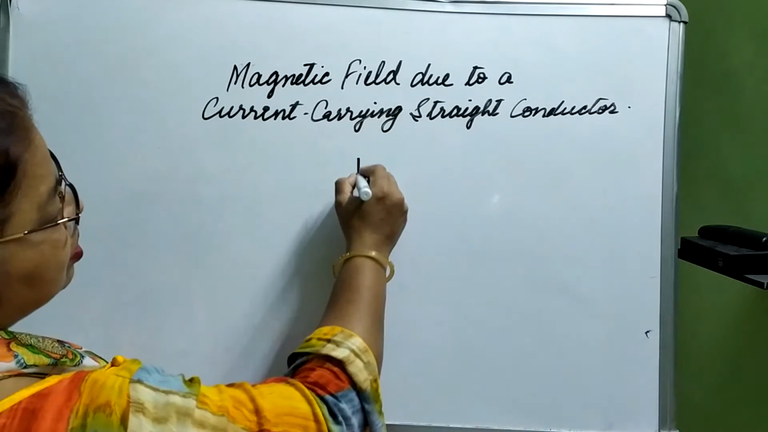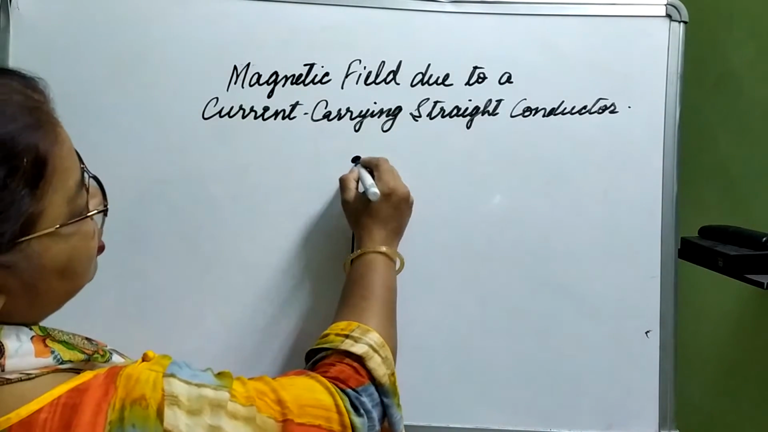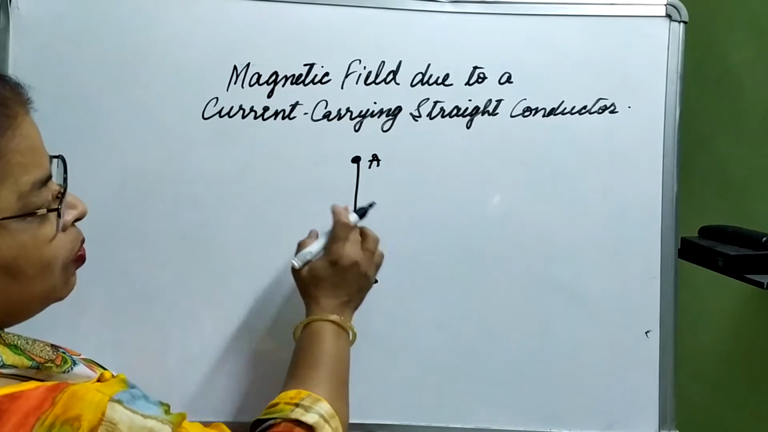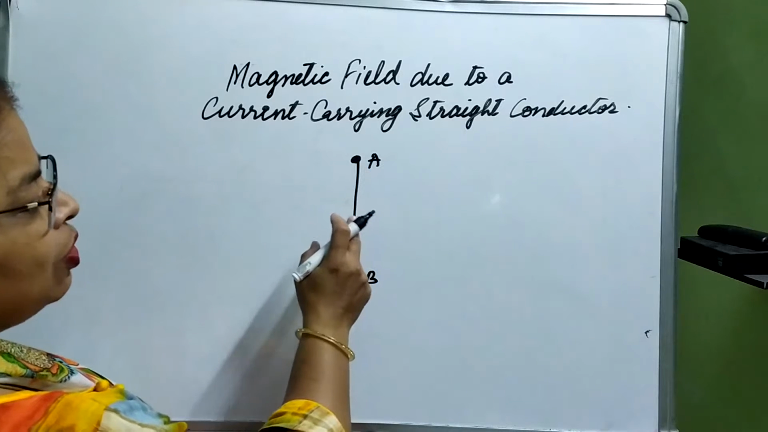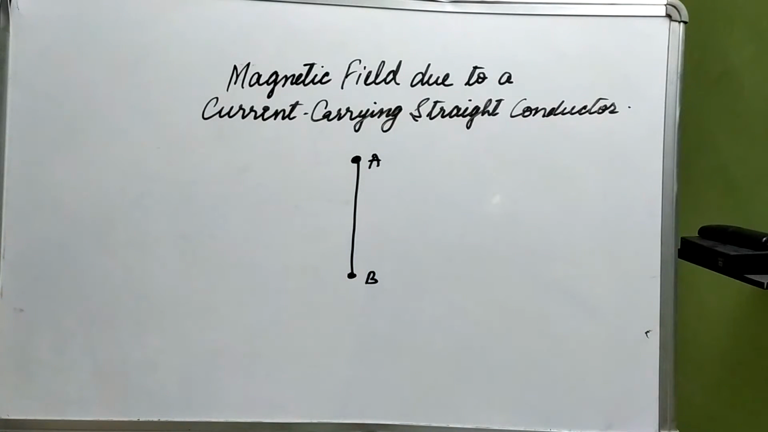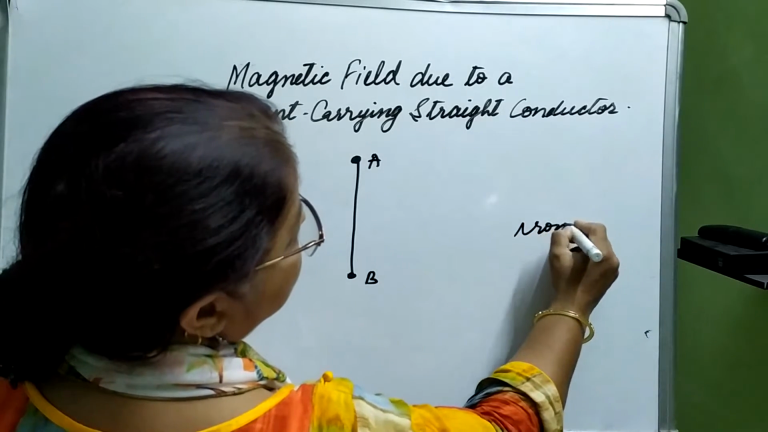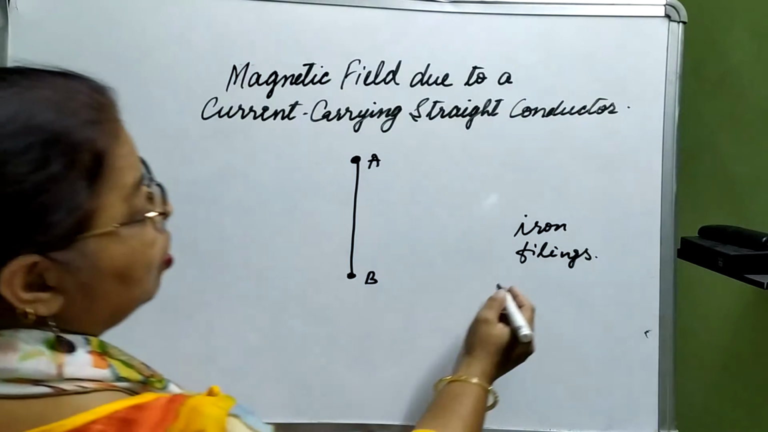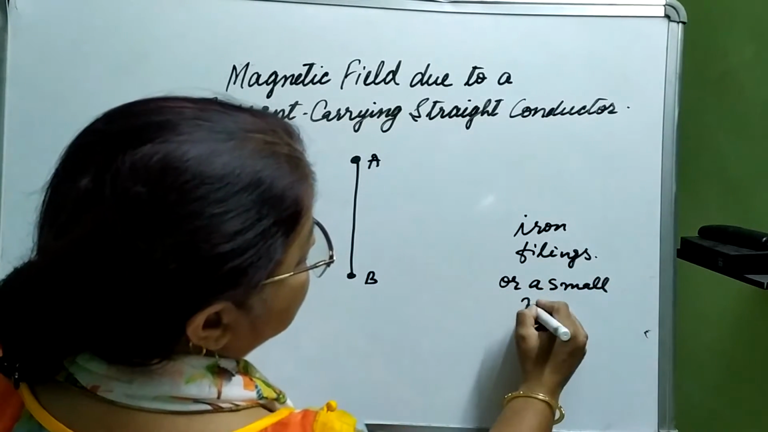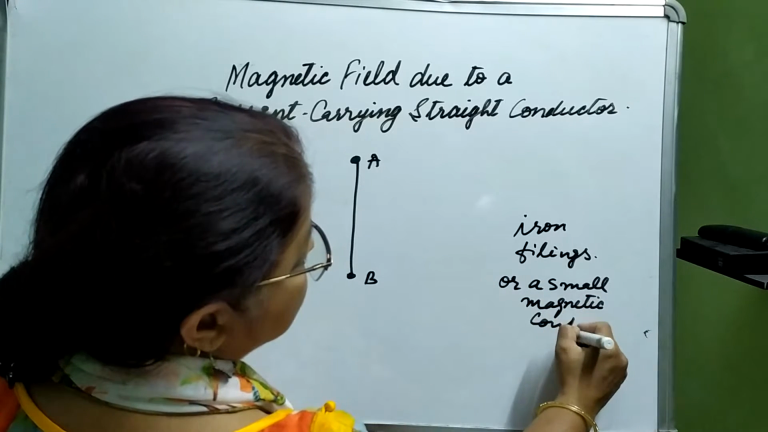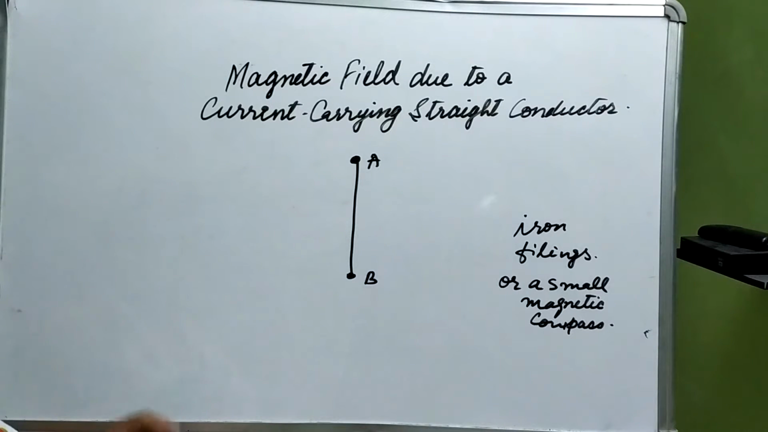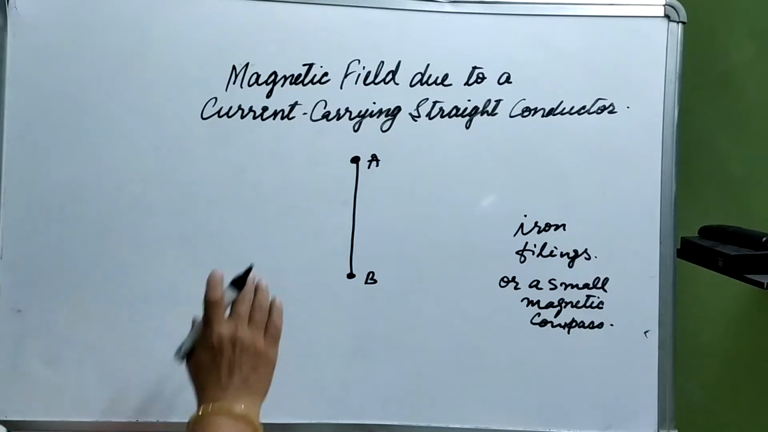So when a current is passed through a straight conductor, let this be A, B, then a magnetic field is produced around it. And how can we trace that magnetic field? That magnetic field can be traced by means of iron filings, the scrapes of iron, or a small magnetic compass. Either with the help of iron filings or a small magnetic compass, we can easily find out the direction of the magnetic field around the straight current carrying conductor.